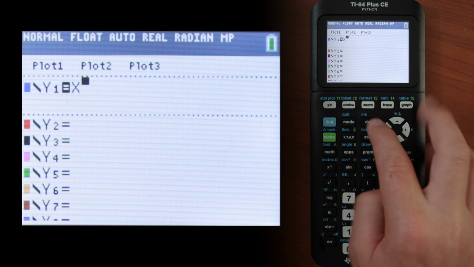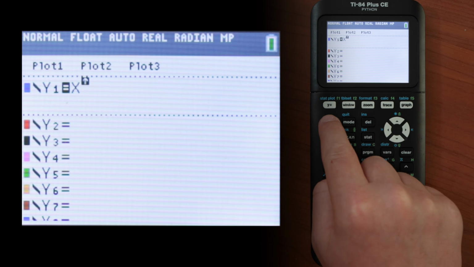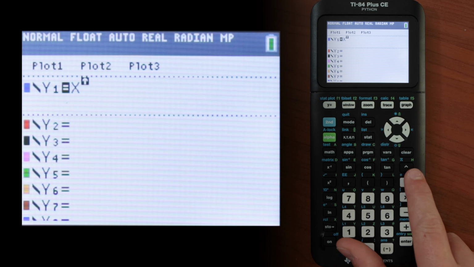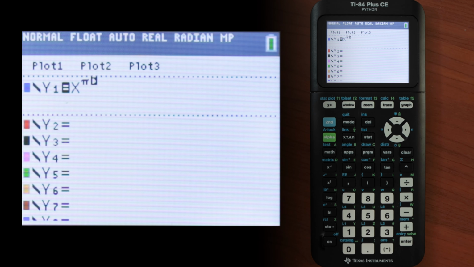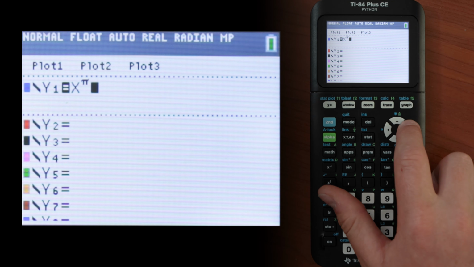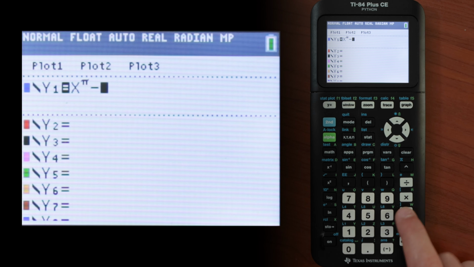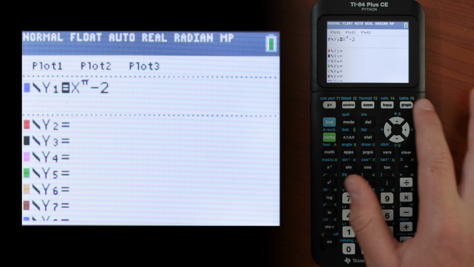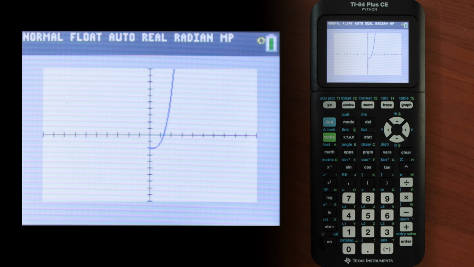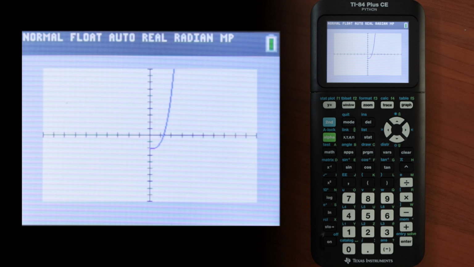Or if I use that knowledge I just learned about this second button, I can hit second, and then I can hit the up arrow and I'll have x to the pi. So that's kind of cool. And then I can hit -2. And then to graph, I simply hit this graph button. All right, and now we have our graph.